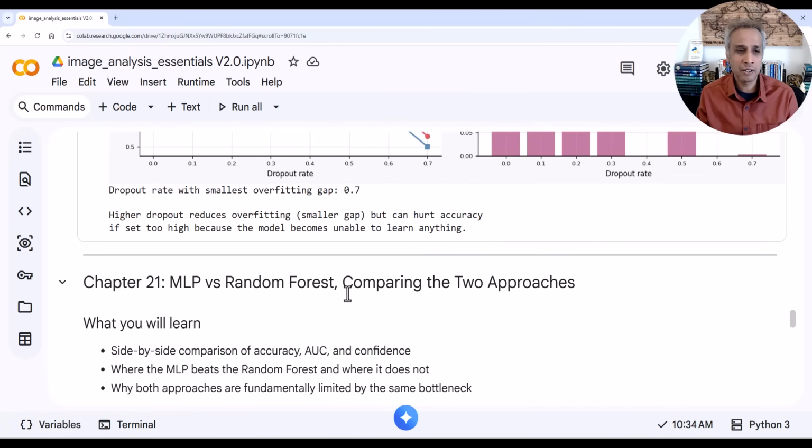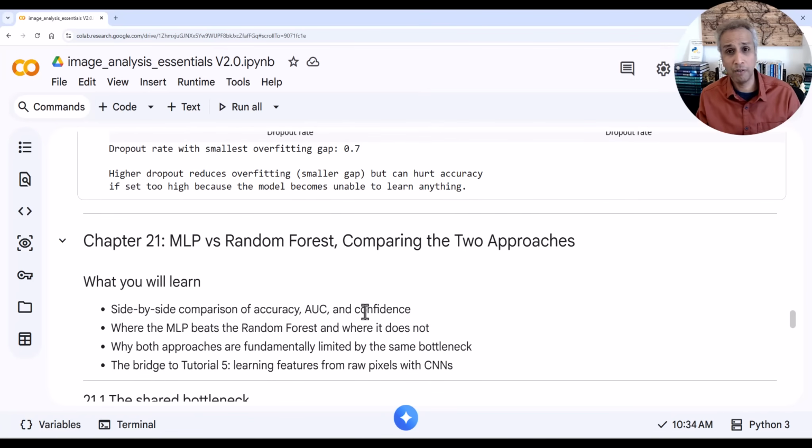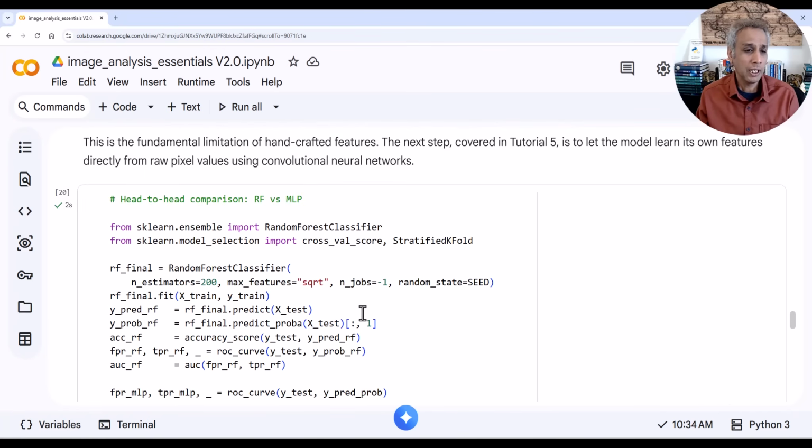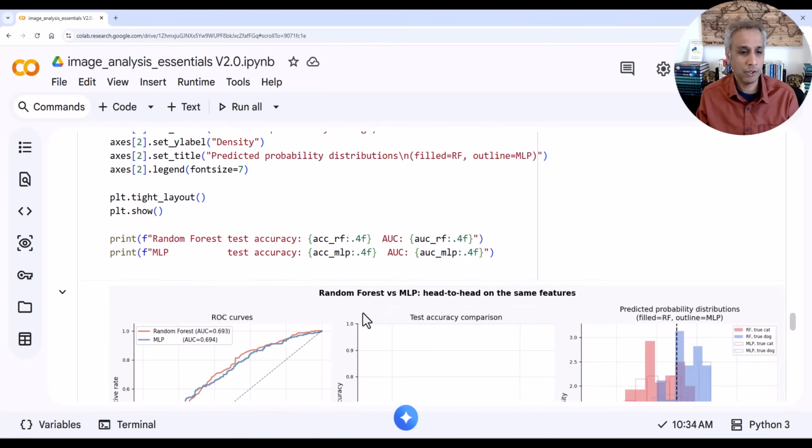And before ending this video, let's go ahead and look at how our previous tutorial, random forest, and this MLP compare. In both cases we use the same features, by the way, exactly the same features. And we are comparing both models, trying to see if there is any advantage of using MLP versus random forest and vice versa. Let's go ahead and look at the result directly.